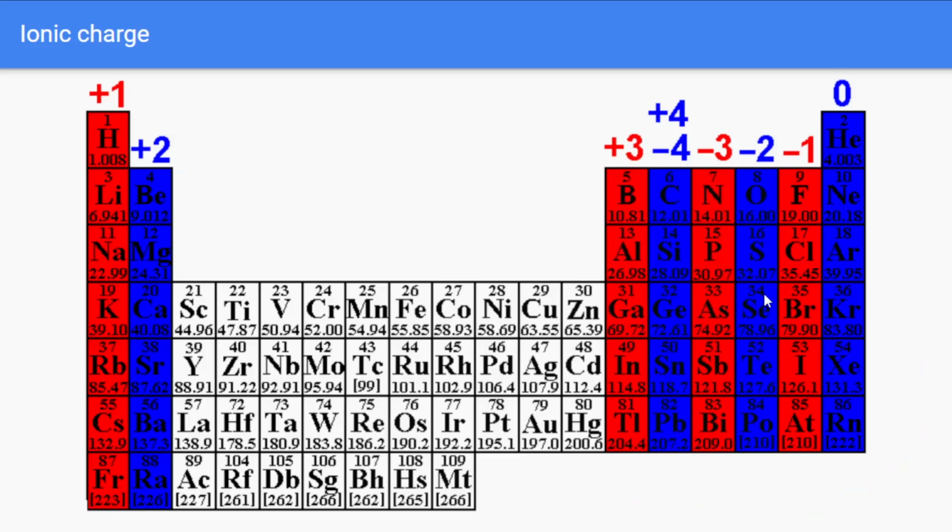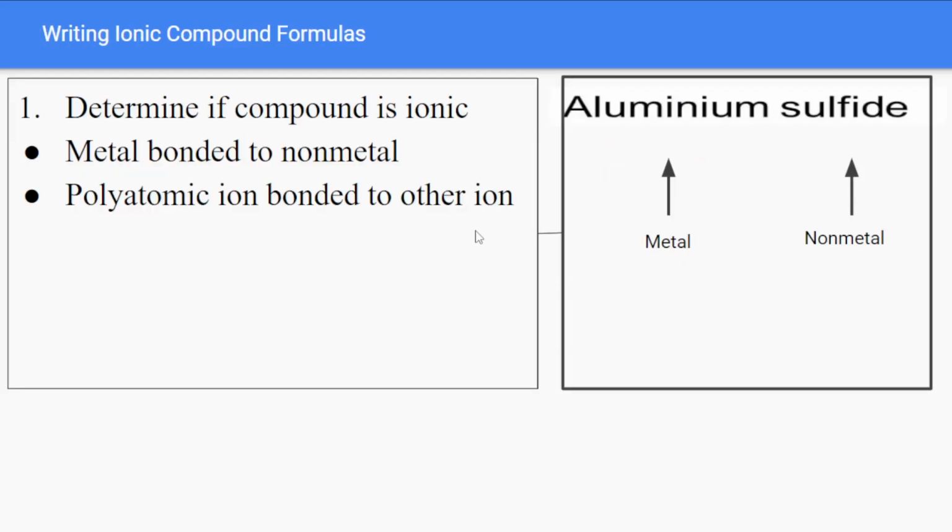Now, when you're writing the formulas, it's helpful to remember the charges of ions. Now, not all ionic compounds consist of these main group elements. Some of them have transition metals, and then some of them have polyatomic ions. But the other two examples, transition metals and polyatomic ions, we'll talk about later.